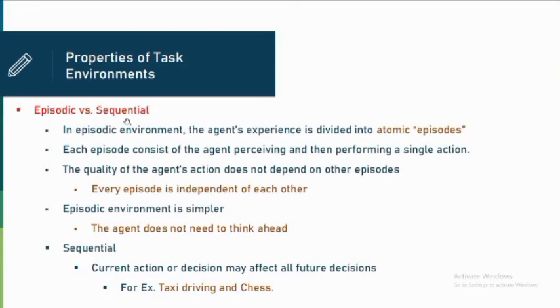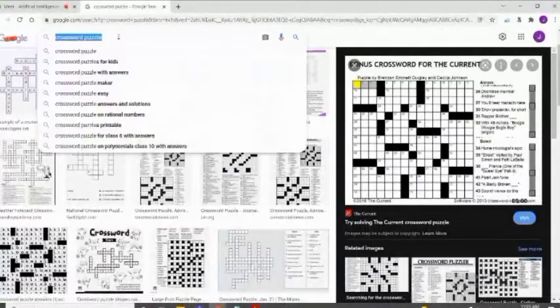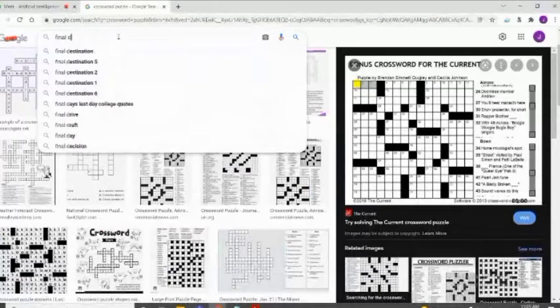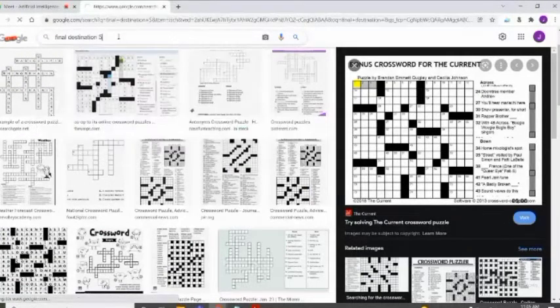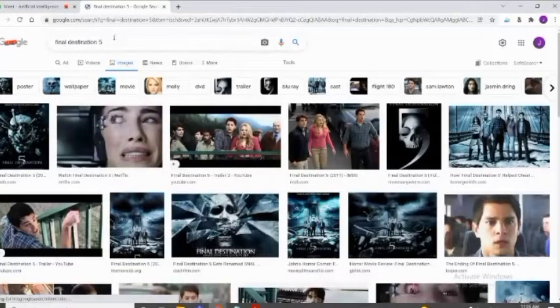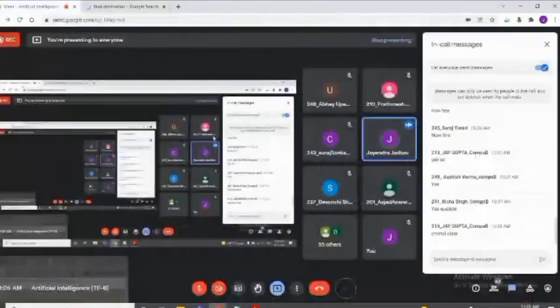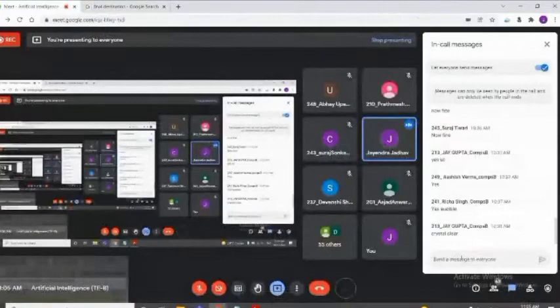Next, episodic versus sequential. Let me give an example of the Final Destination movie. How many parts are there for Final Destination? Has anybody seen the Final Destination movie? Who is a fan of Final Destination? I am a fan of that movie.